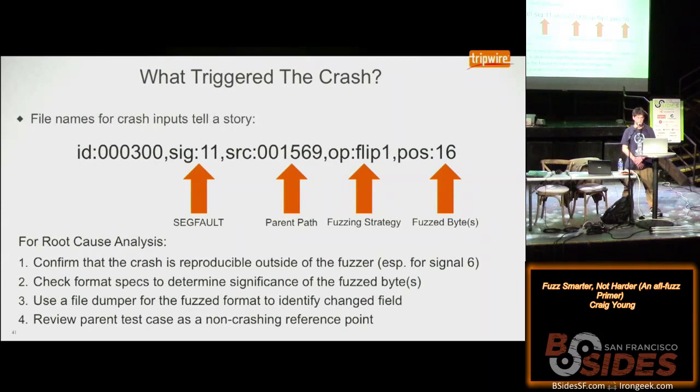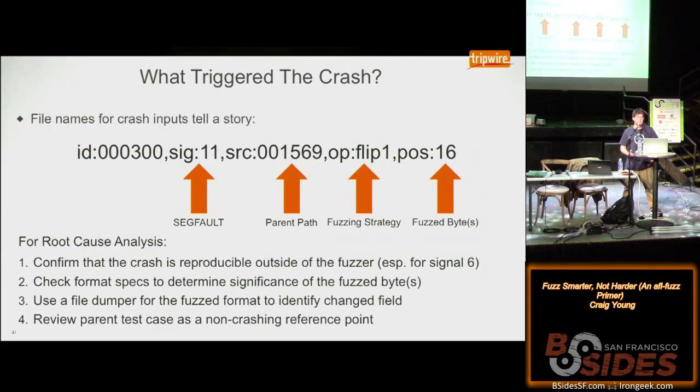So the first thing that you're going to want to do is actually make sure that the crash is reproducible outside of the fuzzer. Especially if you're seeing a lot of signal sixes, it's quite possible that it's aborting on an out-of-memory condition. You need to up that dash M limit. But assuming your crash does reproduce, your next step is probably going to be to say, all right, well, actually, maybe this won't be your next step. You might want to jump down a little bit further into the process.